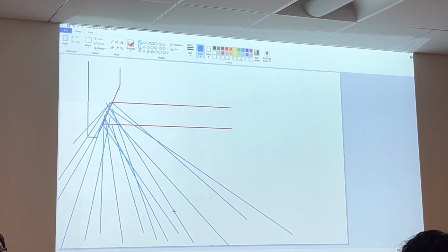Don't say reflect. X-rays do not reflect. Absorb, yes. Right? So what can happen to X-rays? They can transmit, they can absorb, or they can scatter. Do not say reflect. X-rays do not reflect. Okay? So they can transmit, absorb, and scatter.